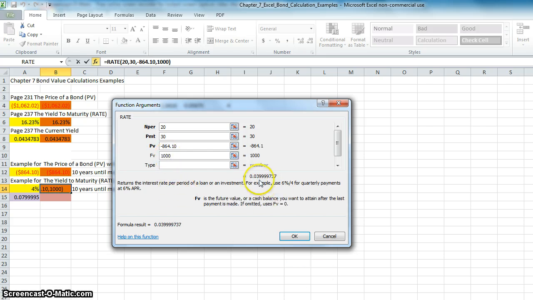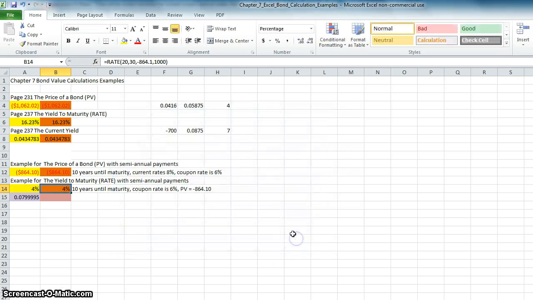But notice it says 0.03999 or 4%. Again, remember, in order to really state this as a true annual rate of return, I have to double this. So I say equals 4% times 2, and that matches up, giving us that 8% required rate of return, which we see up here.